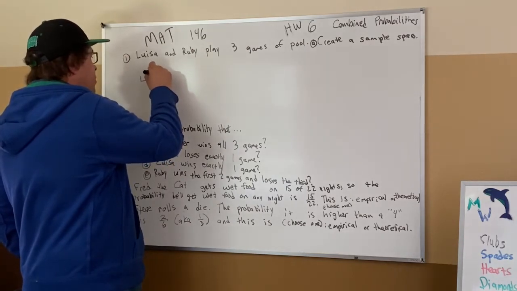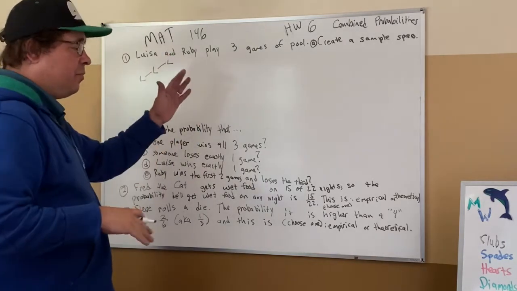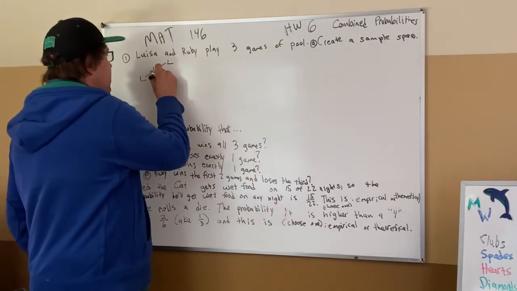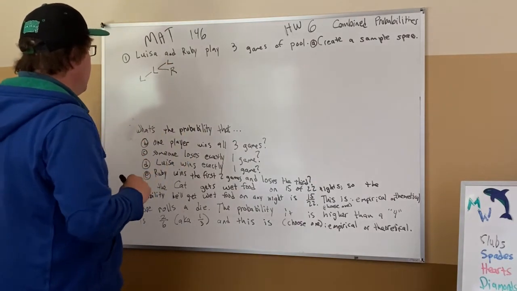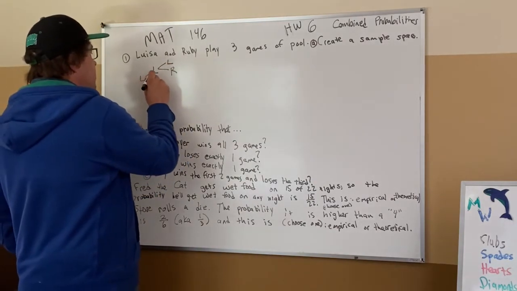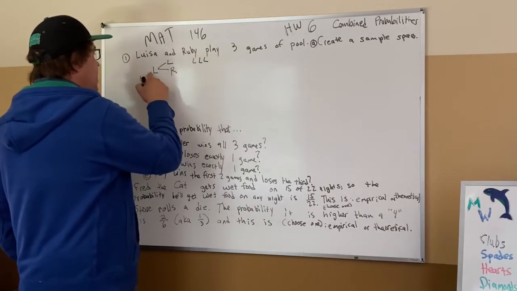we can go to the second game won by Luisa, and then we can go to the third game won by Luisa. Every time Luisa wins, it goes up. When Ruby wins, it goes down. So we can take this, and we have Luisa winning the first game, Luisa winning the second, then Luisa. This is L, L, L. This is L, L, R.